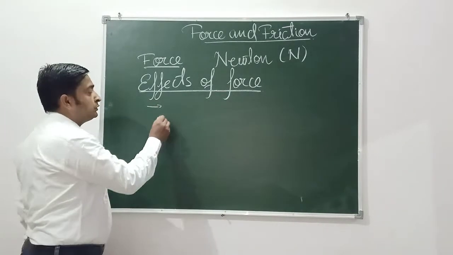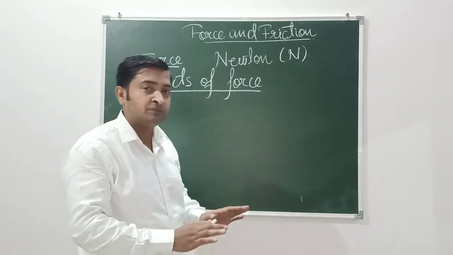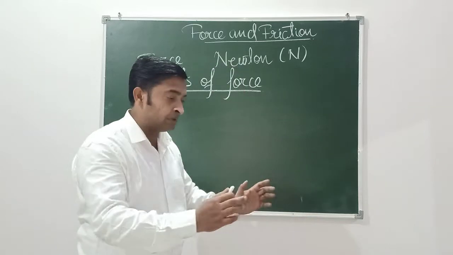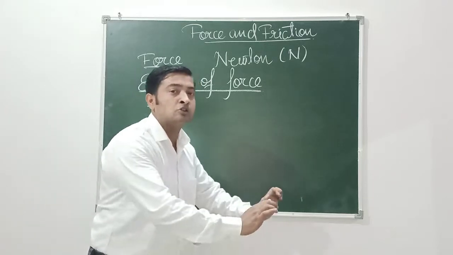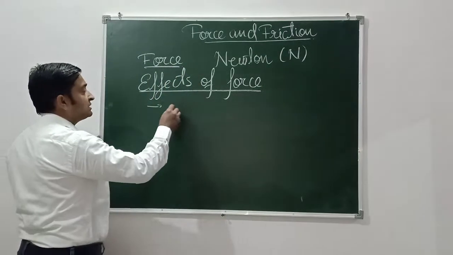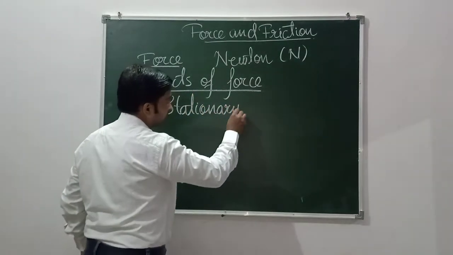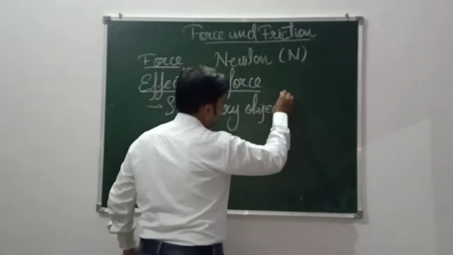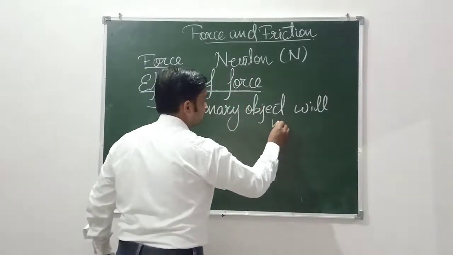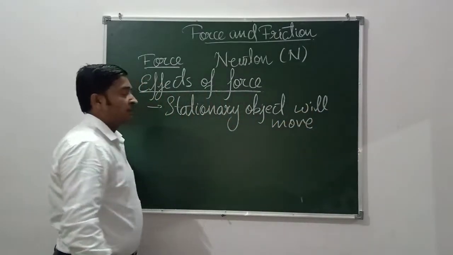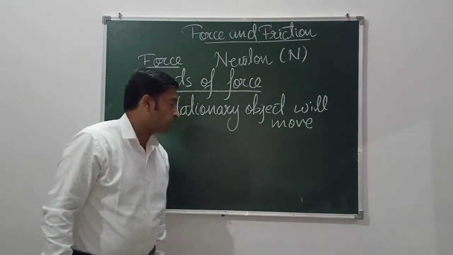Number one, if you apply force on a stationary object. Stationary means the object which is not moving. Okay, there is a table or chair, for example, which is kept and is not moving. If we apply force on that chair, what will happen? The stationary object will move. If we apply force, we can move a stationary object.